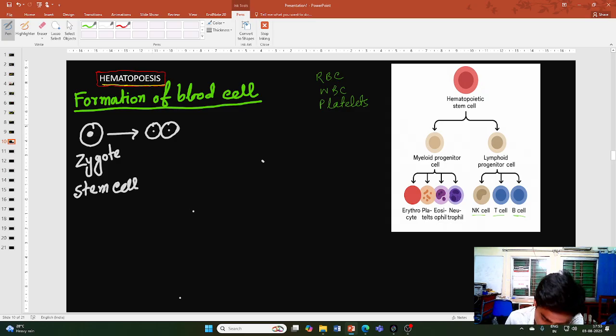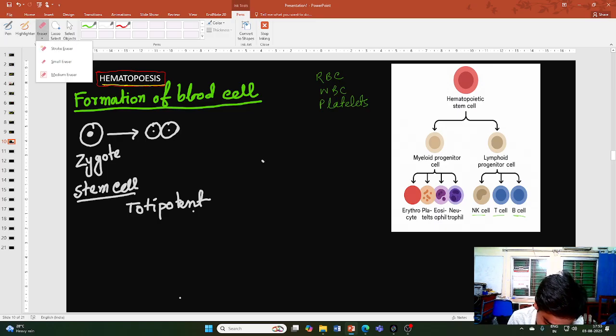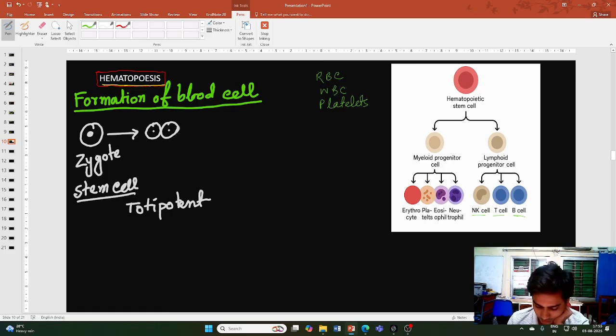It means the cells do not lose their potency. So it's totipotent, written down, totipotent. That means it can generate the complete body, that is called totipotent. So these are the totipotent stem cells. First, the zygote has equal division.